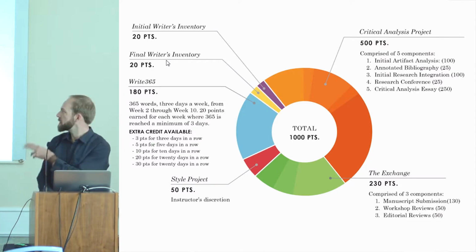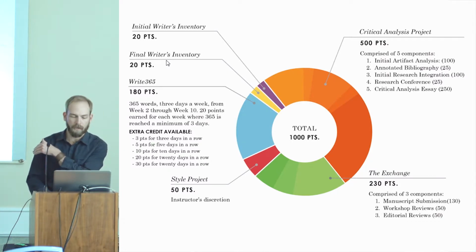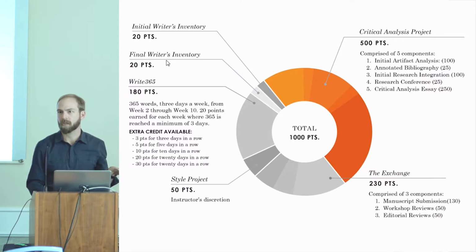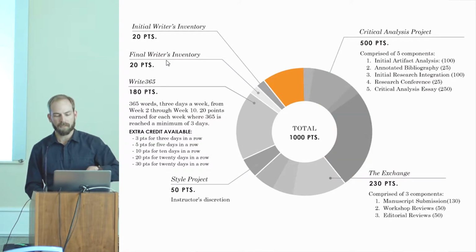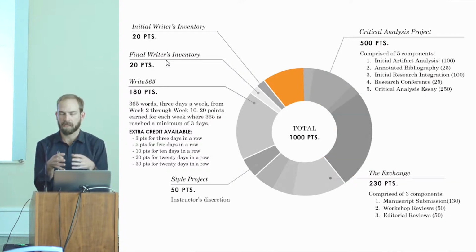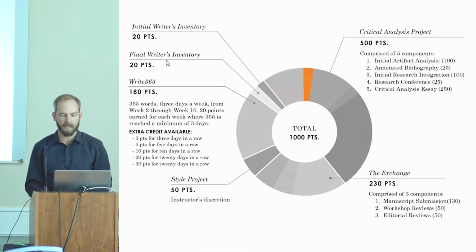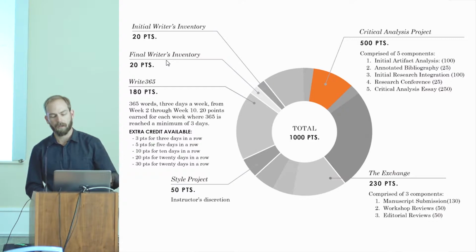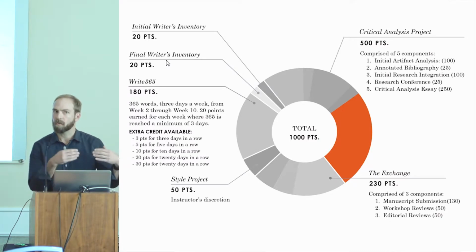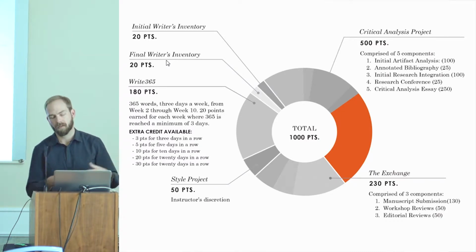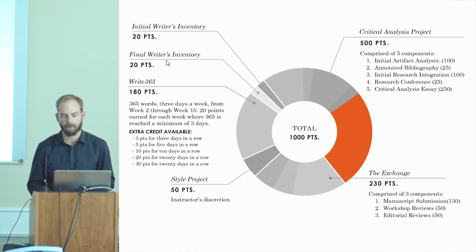One of the biggest, you can see the orange there, is the Critical Analysis Project, which is the backbone of the Writing 121 curriculum. And it's composed of 5 different components. They begin with an initial artifact analysis. They do a very close reading of a singular text. They do an annotated bibliography to introduce them to the reading and research process. Then they integrate that research. Then they meet one-on-one with their instructor. And then they actually write the essay after having practiced all these different steps and kind of evolved through them.